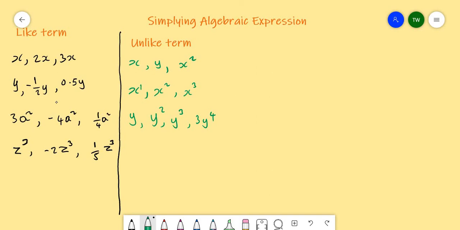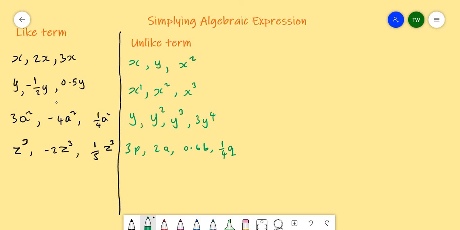So despite the variable being y, note the degree of the power is different, so they are unlike terms, right? So if you see something like this, which is 3p, then you have an x term like 2a, then you have 0.6b, then you have a fraction, let's say 1 over 4q, then this is an example of unlike terms.